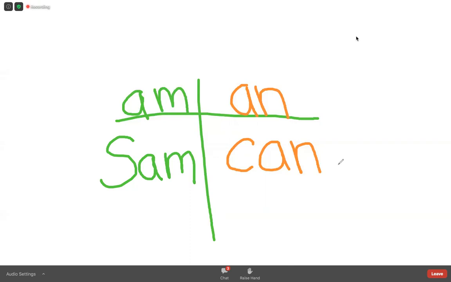So that's kind of a fun little game you can play at home. You can make some columns just like I did, an am column and an an column, and maybe you could think about words that would go under each one just to help you remember and help you spell, okay? So just a nice little activity that you can do by yourself.